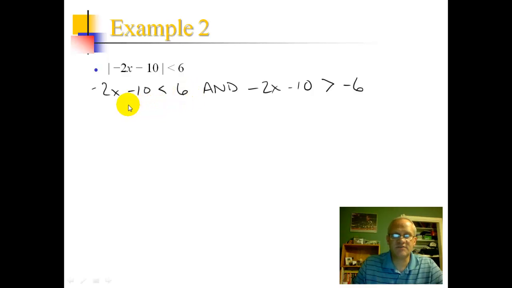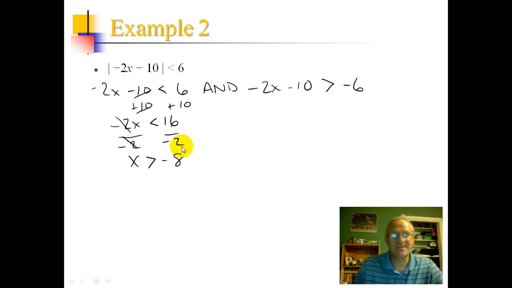Now we just solve it. This is stuff that we've been doing before, so from here it shouldn't be too bad. We do plus 10 to cancel out the minus 10. So now I have negative 2x is less than 16. Divide by negative 2. By the way, what are we doing right now? We are dividing by a negative. What do we do when we divide by a negative? When it's an inequality, we have to flip this sign, so it's no longer less than, it is now greater than. Remember that rule from before? It still holds true. Divide by a negative, flip the sign.